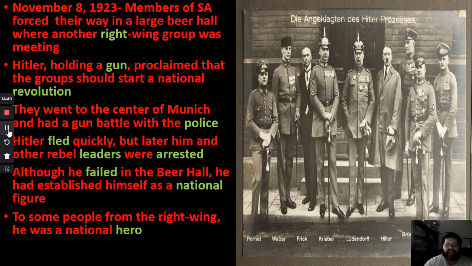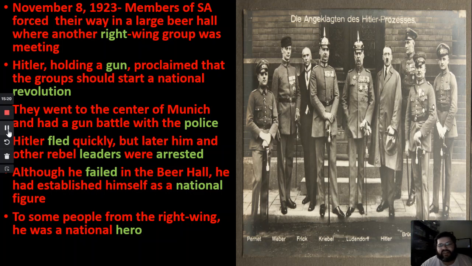Now, on November 8th, 1923, members of the SA forced their way into a large beer hall. This is where another group, kind of like the Nazis, were there, discussing political things. Hitler shows up with his group with a gun in his hand, and he basically tells these guys, "You guys are just like us. You think the same thing as us. We should join together and start a national revolution."